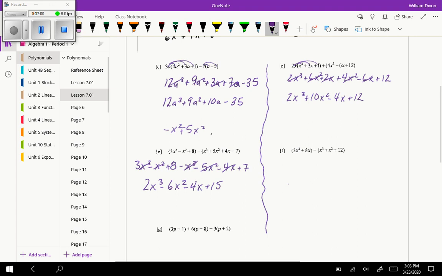So F, this is going to be distributing that -1. So I'm going to first bring down 3x to the third plus 8x. Now I'm distributing the -1. So that's going to be negative x to the third, negative x squared, -12.